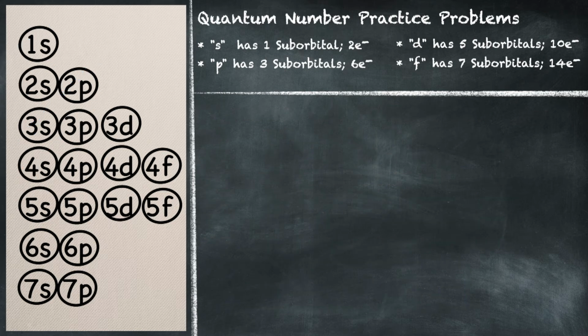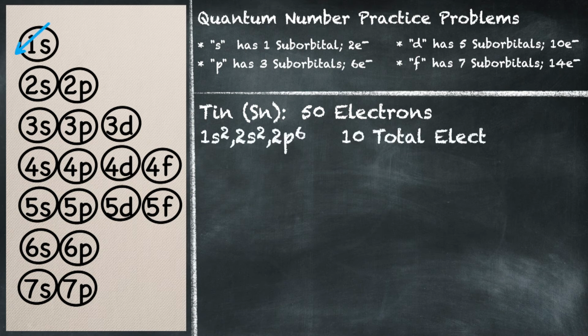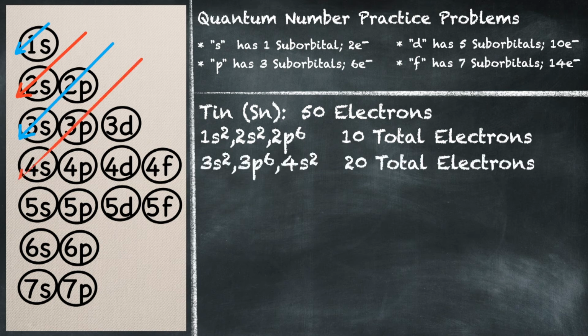Now let's go down to number 10. It has 50 electrons, so we're going to go a lot farther on this one. Starting out again, 1s2, 2s2, 2p6. That's going to be our first 10 electrons. Then let's do our next set of 10: 3s2, 3p6, 4s2. We've done these enough that we're pretty good with knowing where these electrons came from.